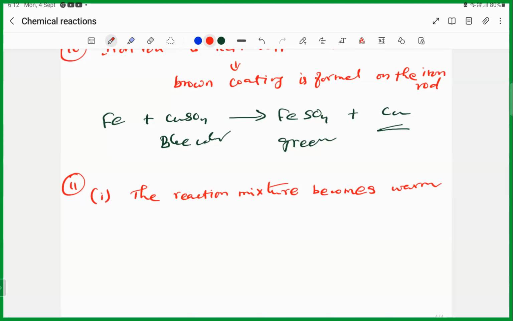in a reaction. What is the reaction? Exothermic. Very good. Give the example.